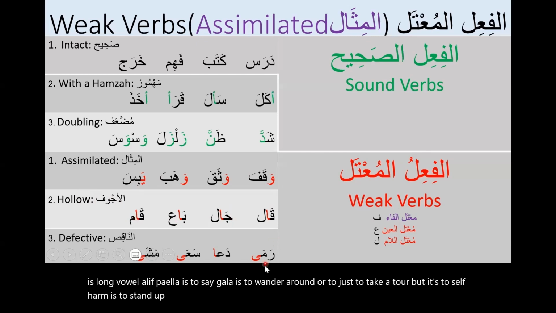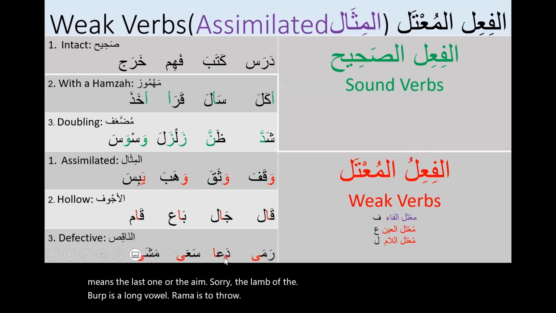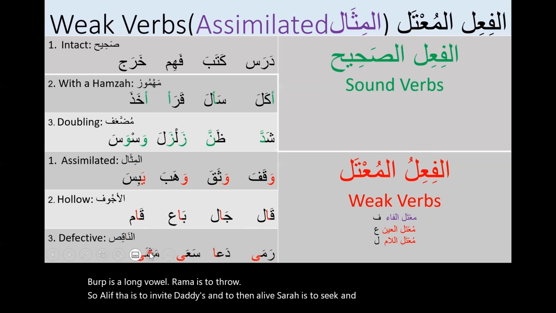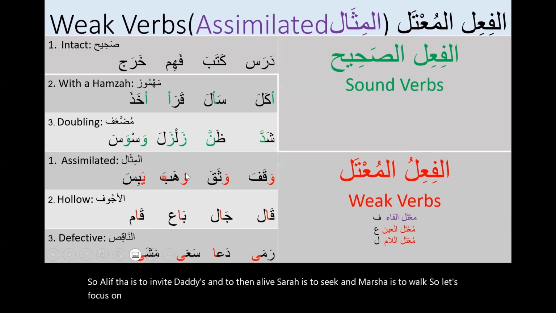And the third category from this is an-naqis, the defective. That means the last one, the lam of the verb, is a long vowel. Rama is to throw, it's an alif. Da'a is to invite, it ends with an alif. Sa'a is to seek, and masha is to walk. So let's focus on the first one here, and then we can go down the list.